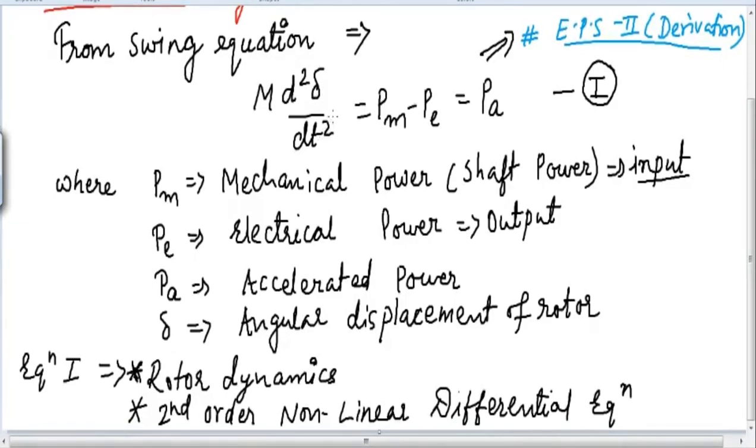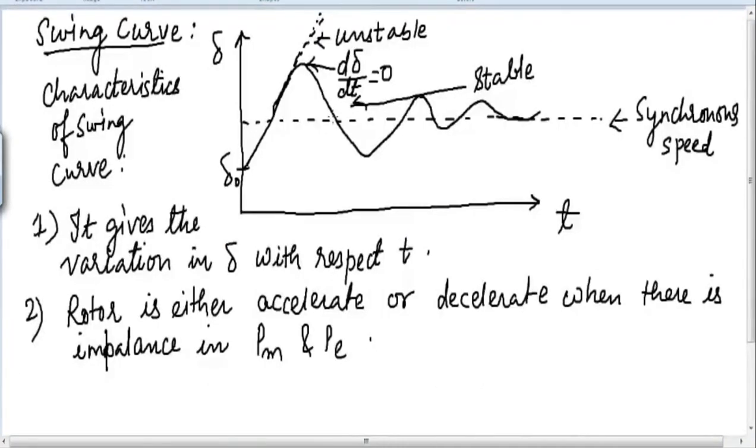Once we get the plots, that is the graph, then with the help of this graph we can come to a conclusion whether our system is going to become stable or it will fall out of synchronism and go into the unstable region. This is what we can conclude from the swing curve. The swing curve can be prepared only after the solution of the swing equation.